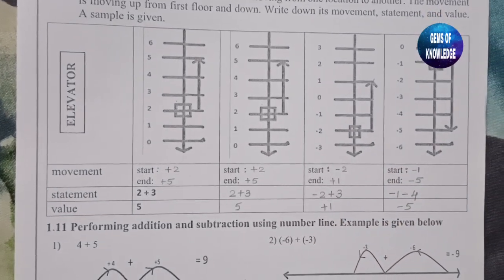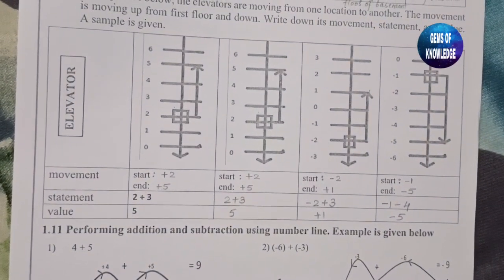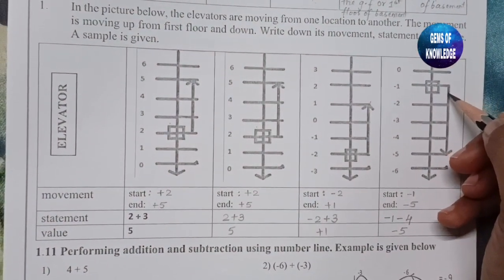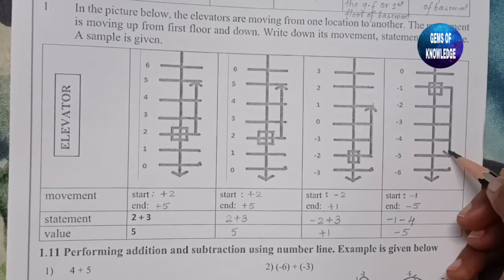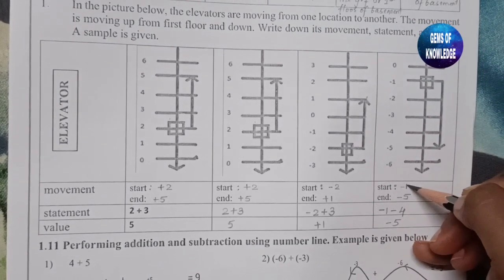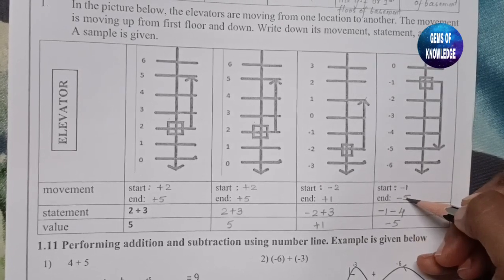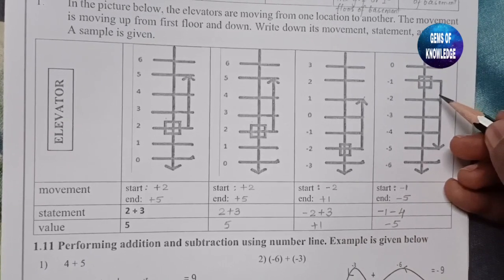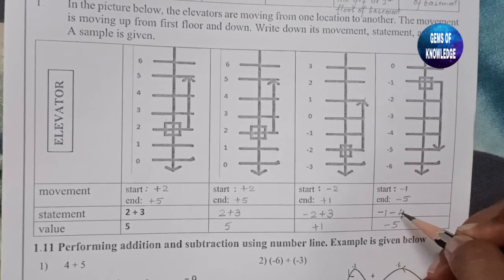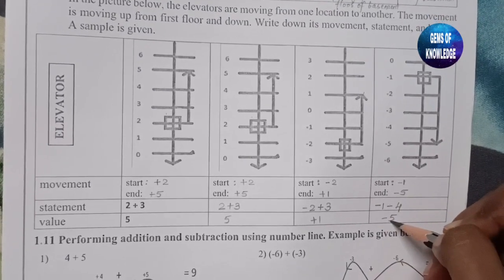Okay, next, starting point is here minus 1. Okay, and it is coming down, that is, it will be minus. Okay, it is coming down means it will be minus. So here minus 1 is the starting point and reaching point will be minus 5. So how many steps? 1, 2, 3 and 4 steps. Minus 1 minus 4 will give you minus 5.